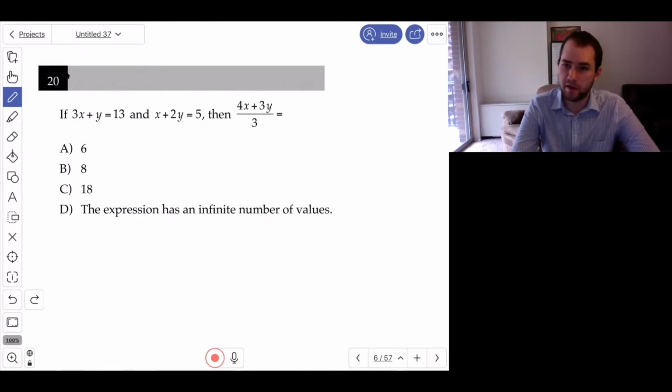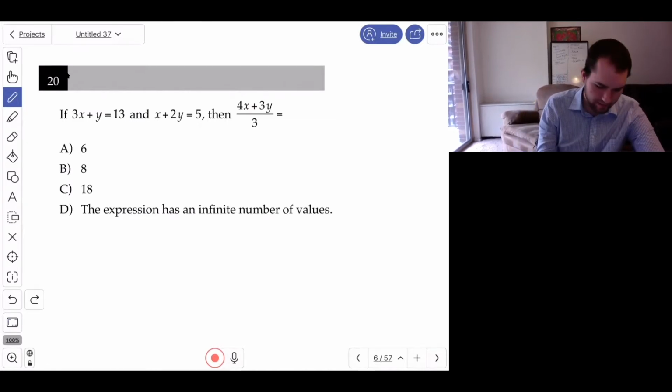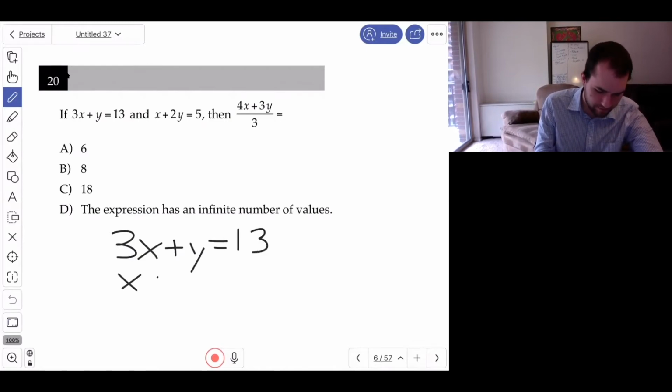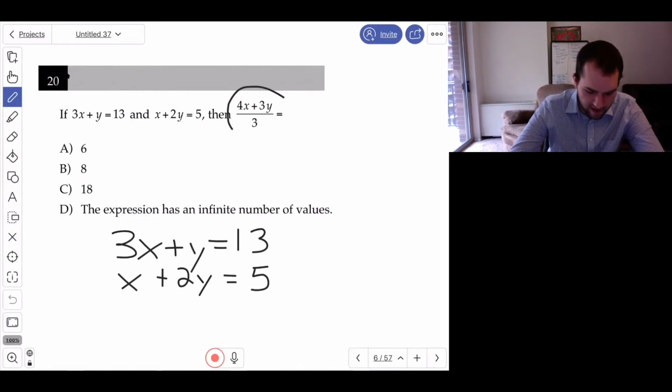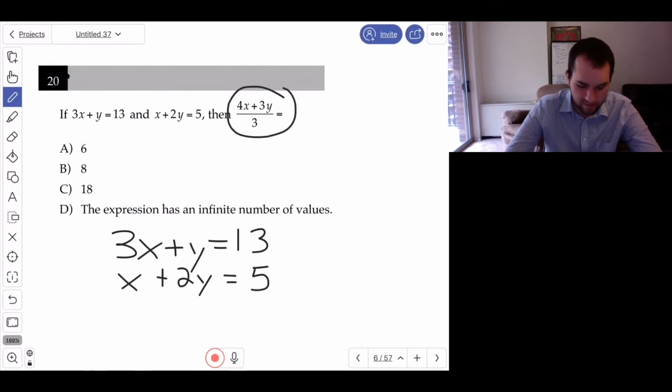In its beginning parts, it's just a simple system. It gives me one equation and another equation and asks me to solve something about them. Whenever I start systems questions like these, I like to stack them on top of each other. That's an easy first step. Our alarm bells go off when we notice that it's not asking for x or y. It's asking for this very unique and specific (4x plus 3y) divided by 3.